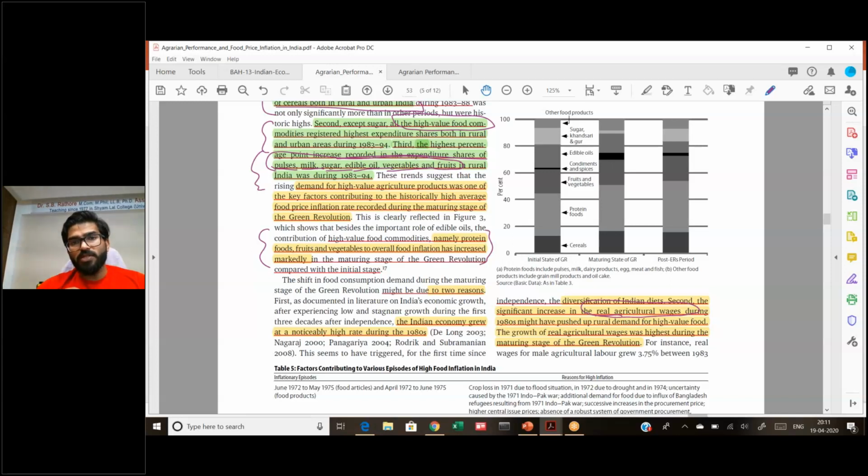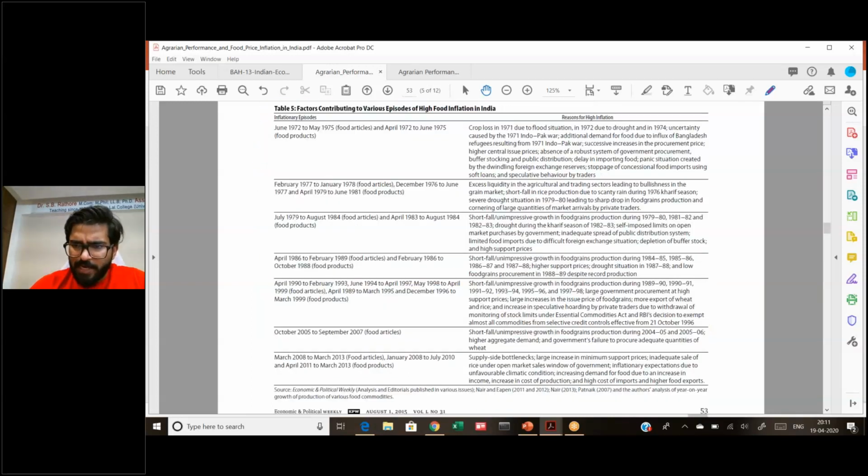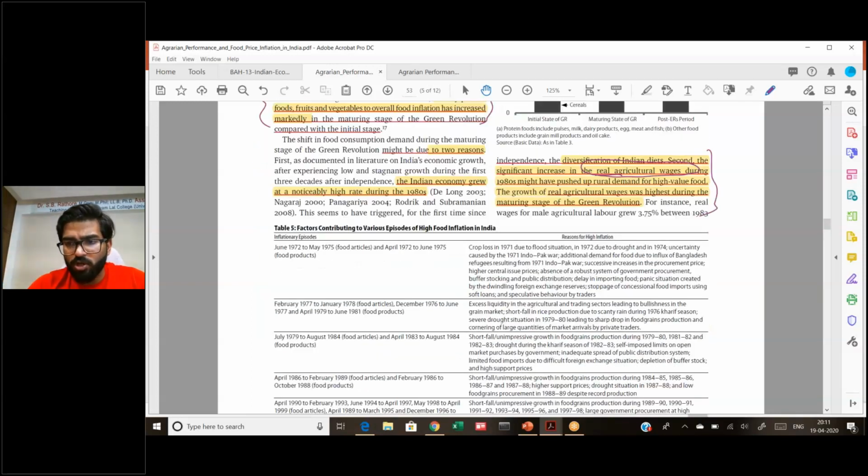Apart from the fact there was initiation of the milk revolution, and then the yellow revolution. So all of that ultimately led to higher incomes in the hands of the farmers, and with higher incomes, their demand for high value food increased. So that perhaps led to what is called, we've also talked about this, protein inflation.